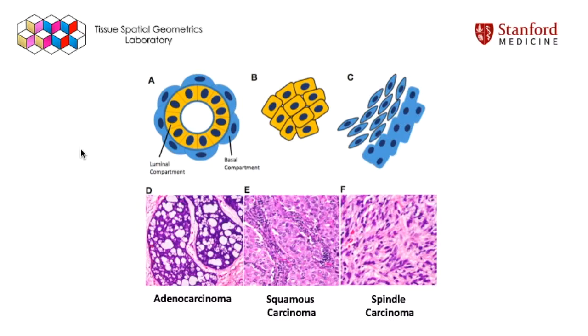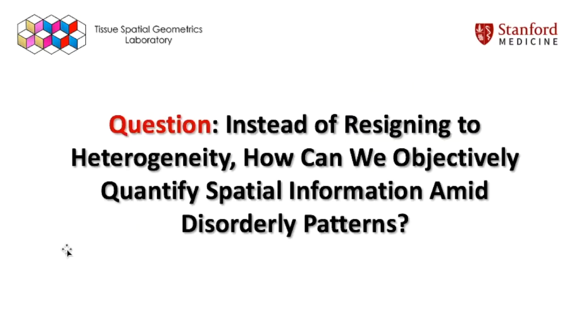And thus is the premise of my research program in developing algorithms to quantify this heterogeneity in the form of spatial information. So the question that I ask is, instead of resigning to this term heterogeneity, that is, it's too complicated for us to make sense of, how can we objectively quantify spatial information amid disorderly patterns? And I try to answer this question through computational algorithms.